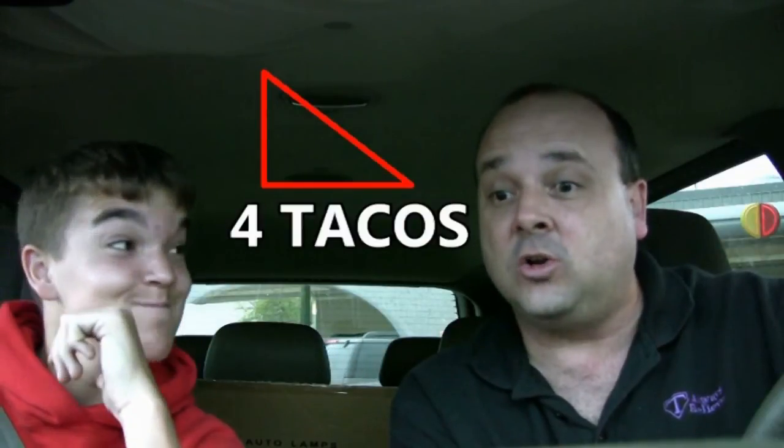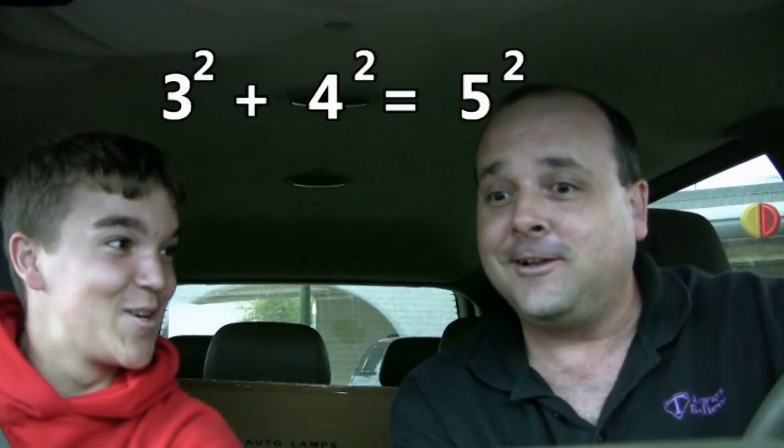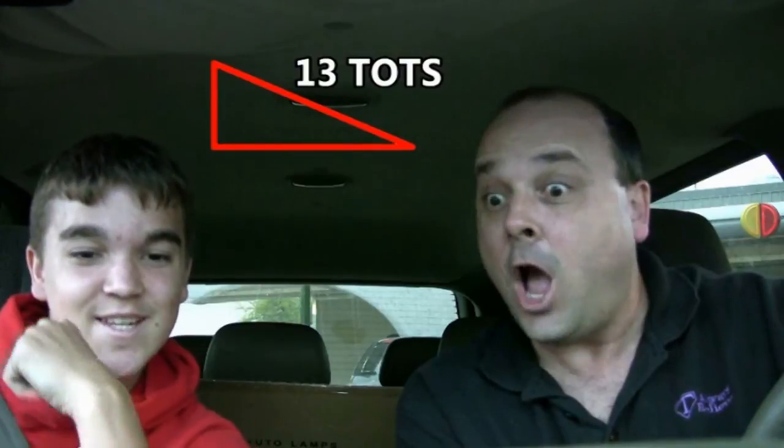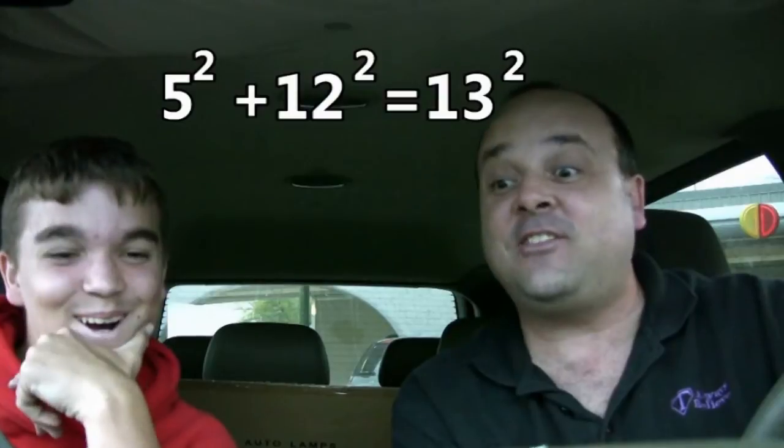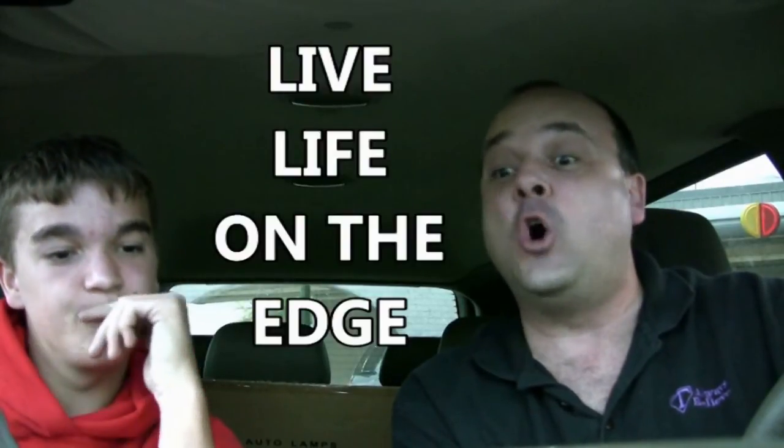Aren't these Pythagorean triple meal deals great? I'm going to get the 3, 4, 5 meal deal. For $5, you get 4 tacos and 3 Frito chili cheese wraps. What a great deal! That is a good deal, Dad. But I think I'm going to get the 5, 12, 13 meal for $5. And you get a 12-inch hot dog and 13 tater tots. Wow, what a cool deal. I know. You know what, I'm going to live life on the edge.